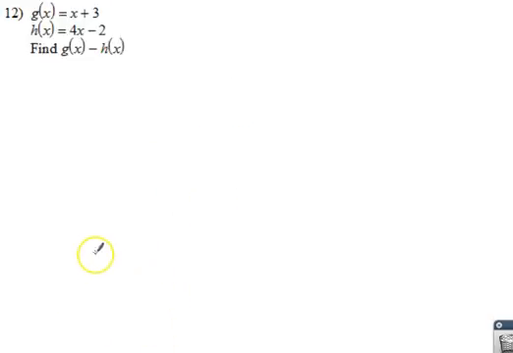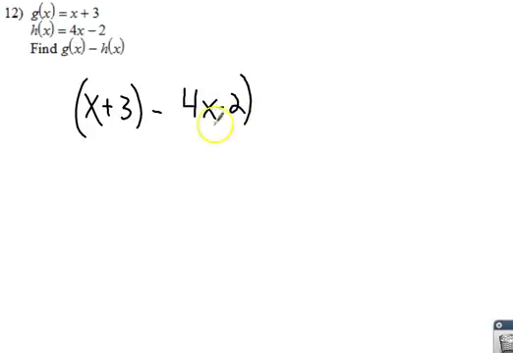Okay, g of x minus h of x. Literally all you do here, folks, is you take the g function and you subtract the h function from it. Now, the important point is put these in parentheses. Why do I do that? Because the negative gets distributed to both those terms, making it a plus 2.